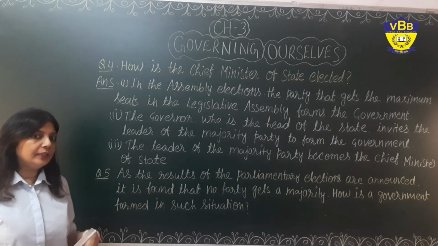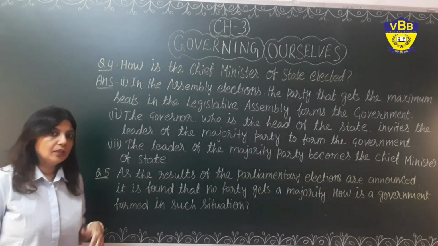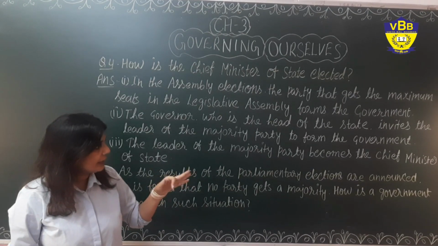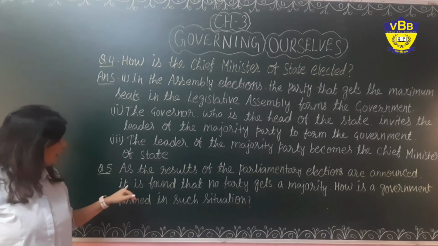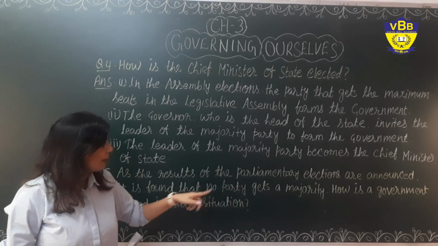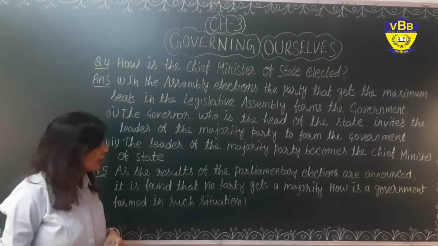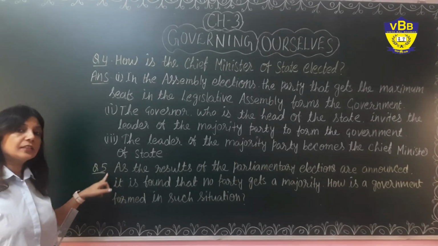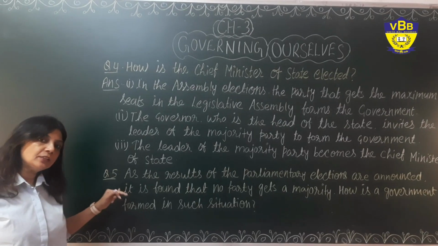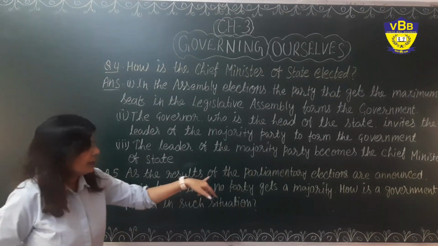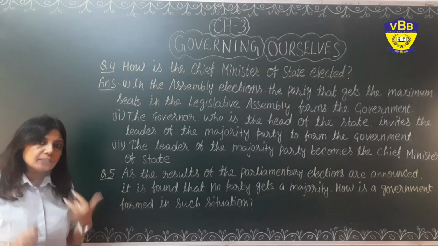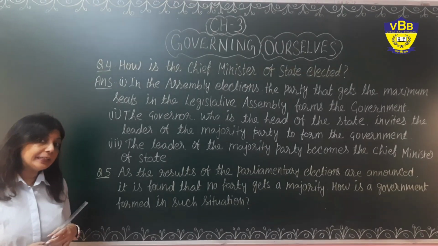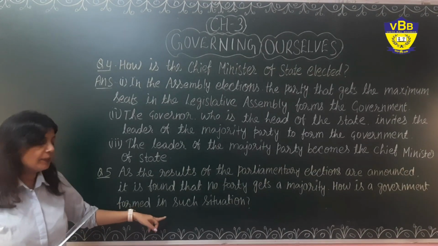Understood? Now let's move towards the second question. As the results of the parliamentary elections are announced, it is found that no party gets a majority. How is the government formed in such a situation? This is a case study question. When not a single party gets the majority of votes, what will happen in such cases?